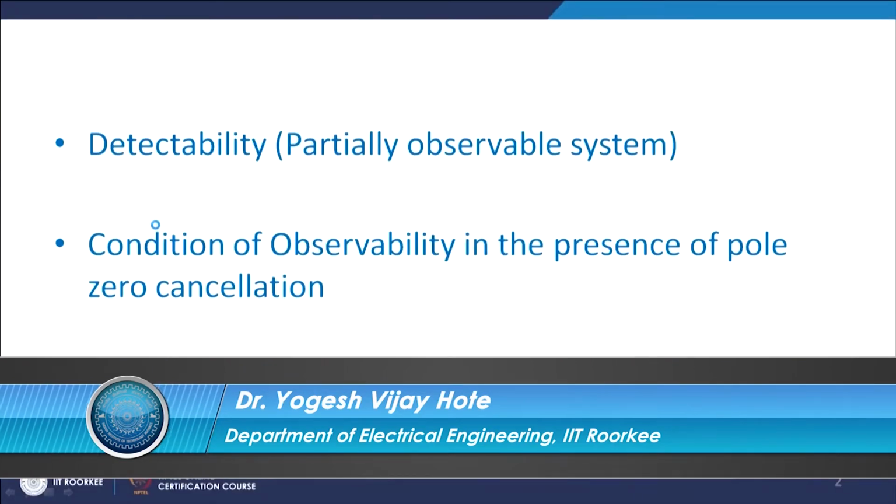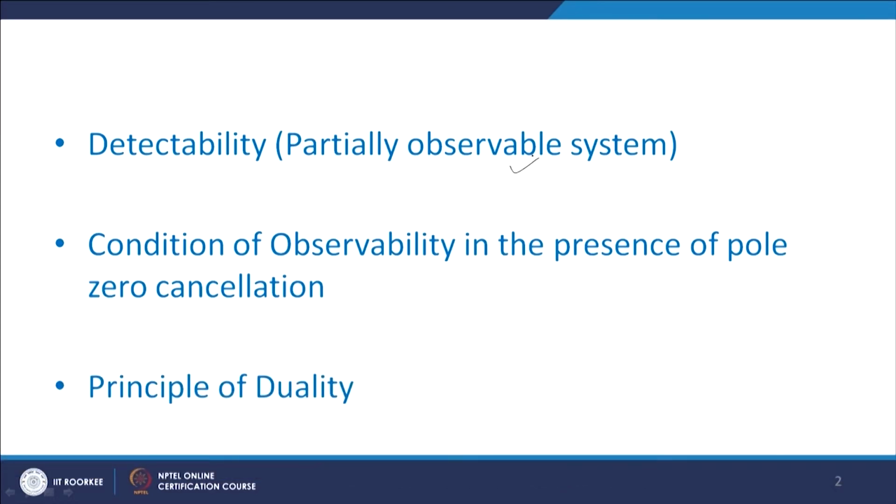Let us start with observability in state space, that is part 2. In this we will study detectability, that is partially observable system, then the condition of observability in the presence of pole-zero cancellations, then the principle of duality. Now we start with detectability, that is, the partially observable system.